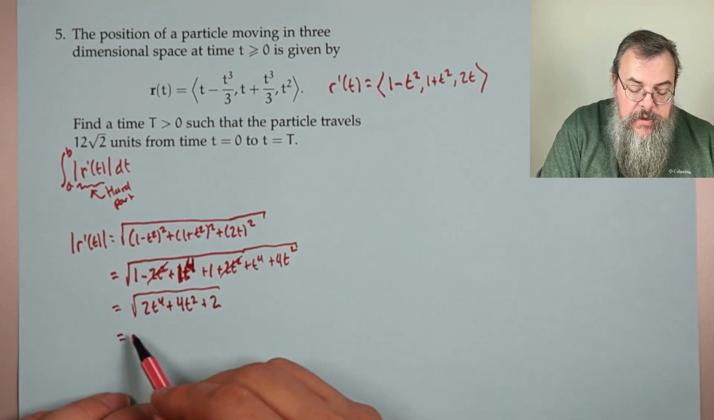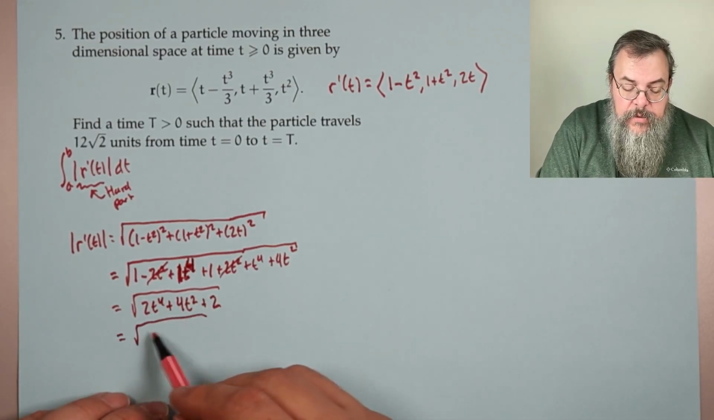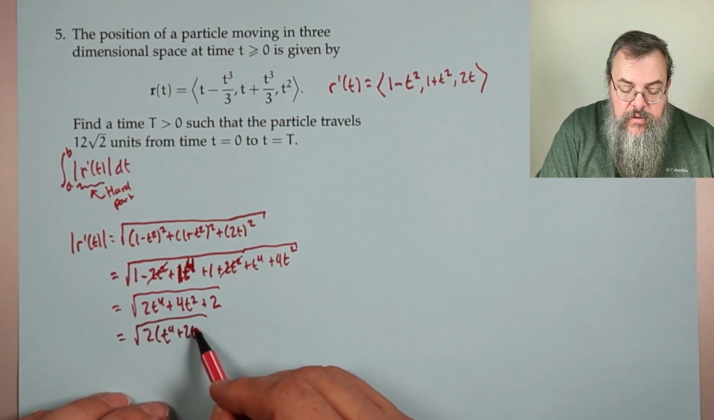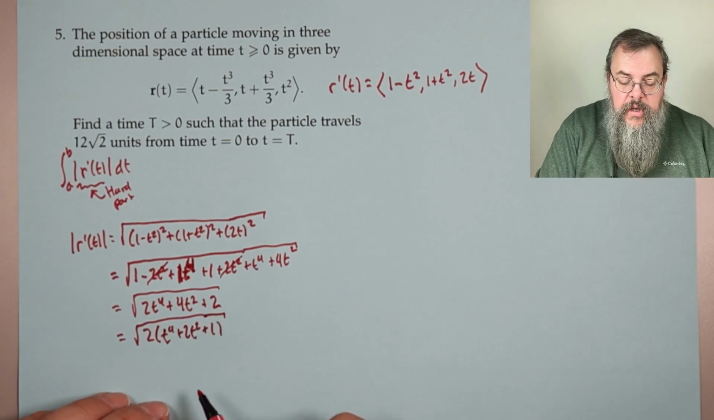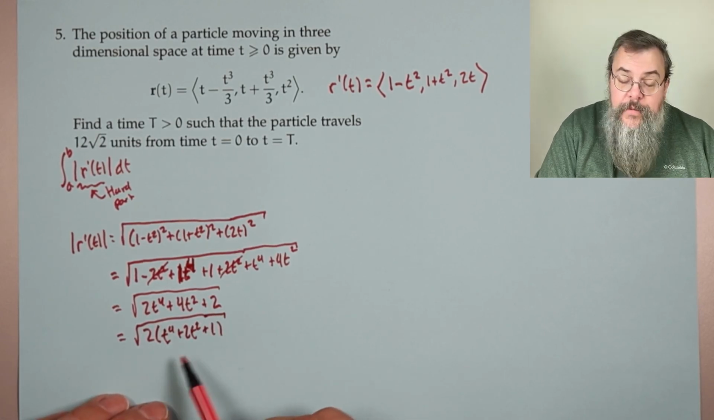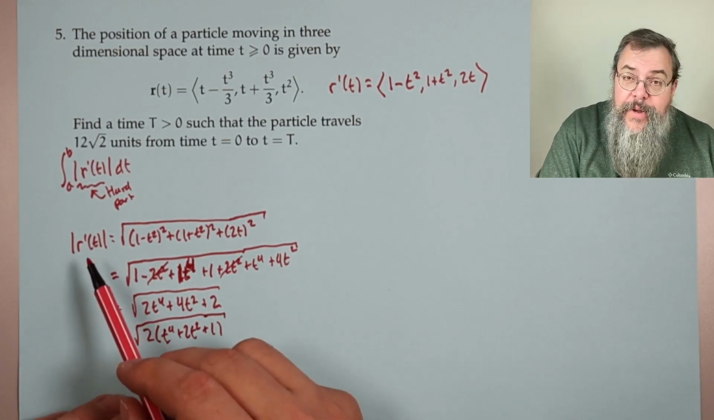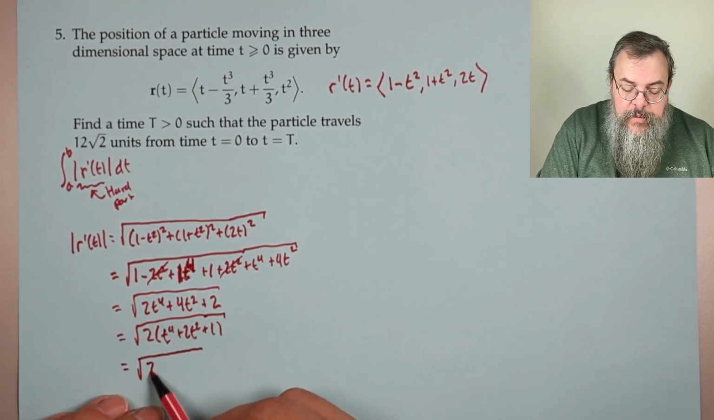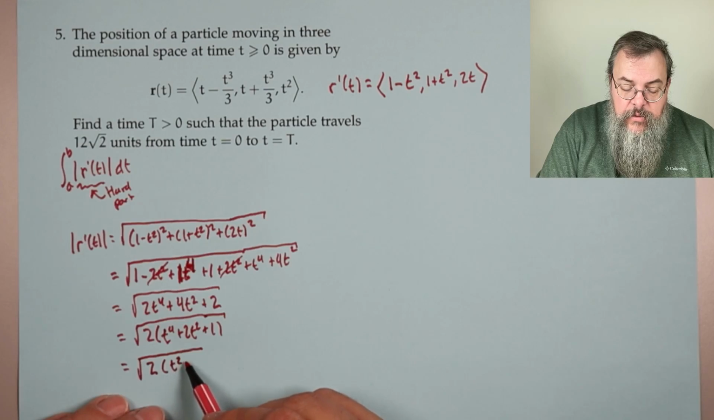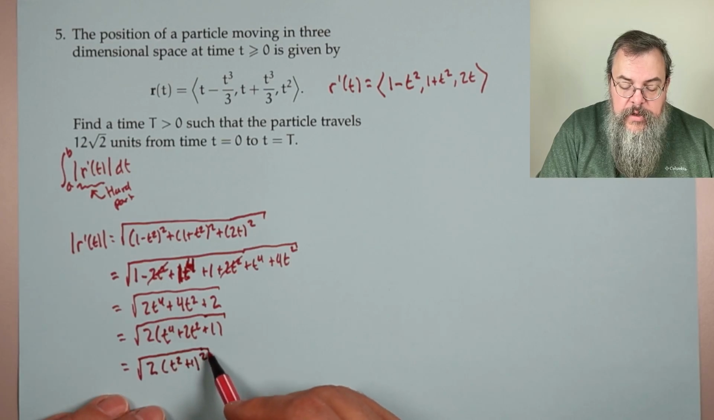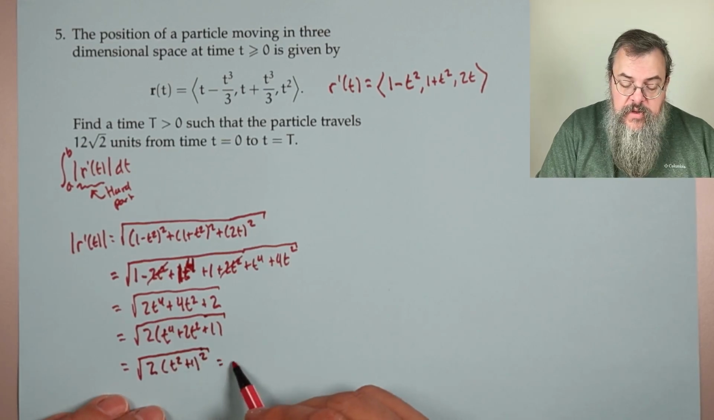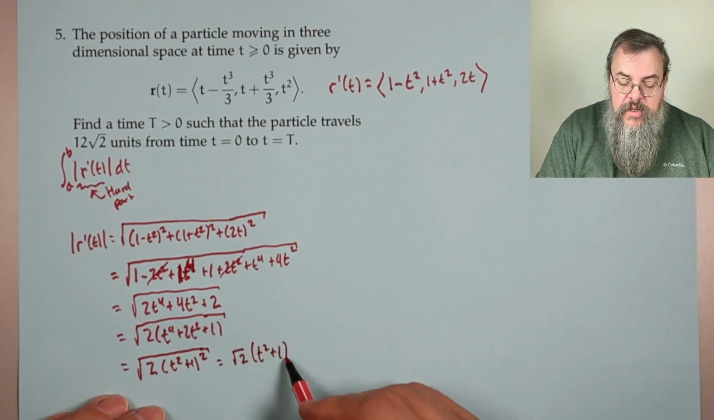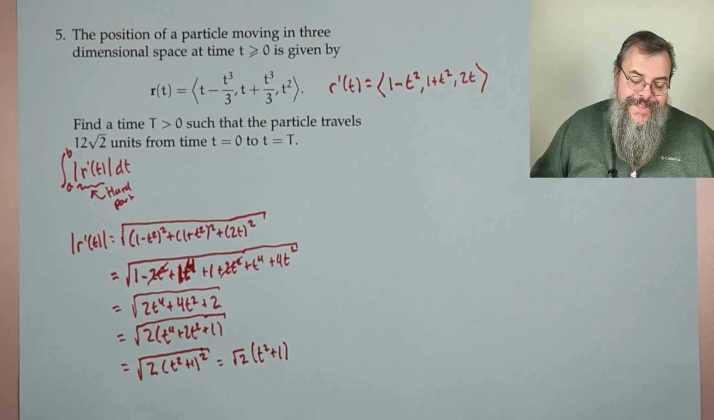Well, hey, we can factor a 2 out of that. So that's 2 times t to the fourth plus 2t squared plus 1. And that's a perfect square. And we kind of suspect the magnitude of r prime should be nice, so we're on the lookout for perfect squares. So that's t squared plus 1, squared, which becomes the square root of 2 times t squared plus 1. All right, cool, nice.